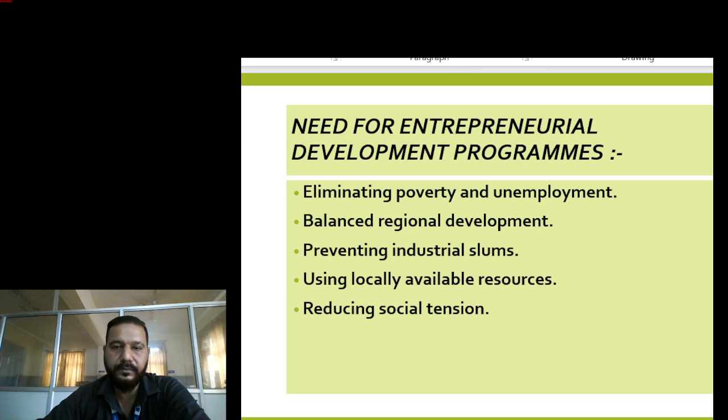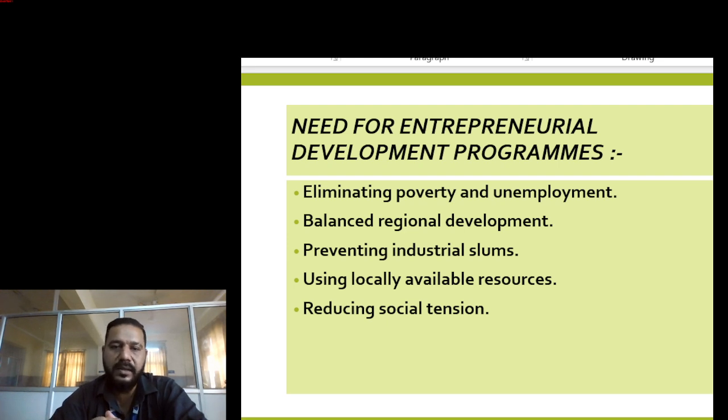Moving to the next slide, as we can see, the need for the entrepreneurial development program. Now we'll talk about the basic need, why we actually need an entrepreneurial development program, why youth should join entrepreneurship, why there should be a focus on entrepreneurship nowadays. First is eliminating poverty and unemployment. Definitely, if you become a good entrepreneur, a good businessman, a good production master, supply master, then you will eradicate the poverty of your home and your country also. So the first point is eliminating poverty and unemployment.